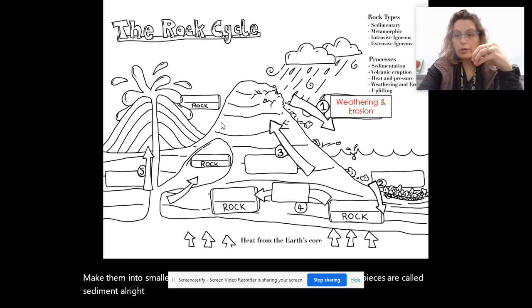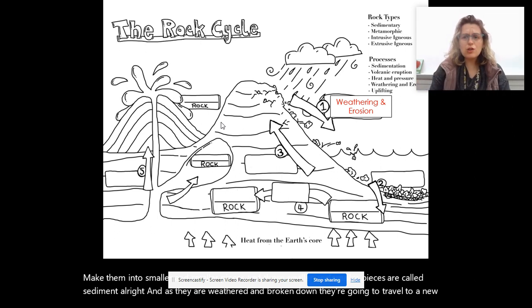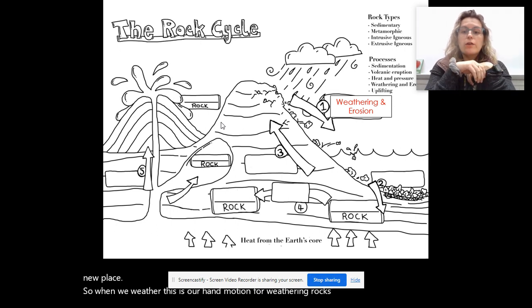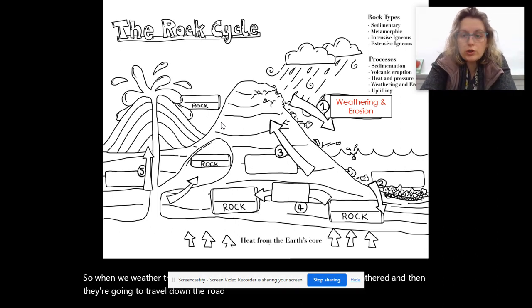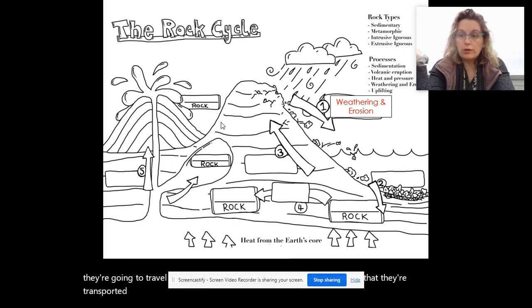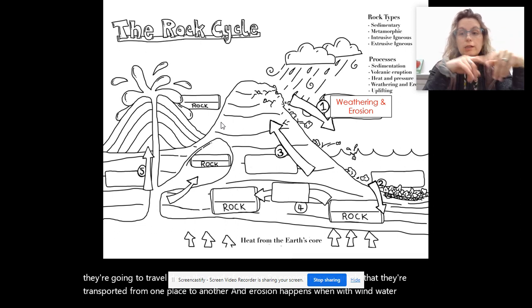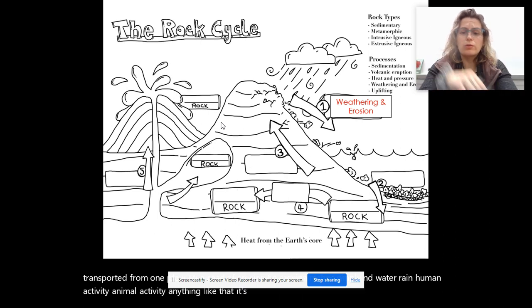And as they are weathered and broken down, they're going to travel to a new place. So when we weather, this is our hand motion for weathering, rocks are weathered, and then they're going to travel down the road of erosion. So erosion means simply that they're transported from one place to another. And erosion happens with wind, water, rain, human activity, animal activity, anything like that. It's just traveling from one place to another.